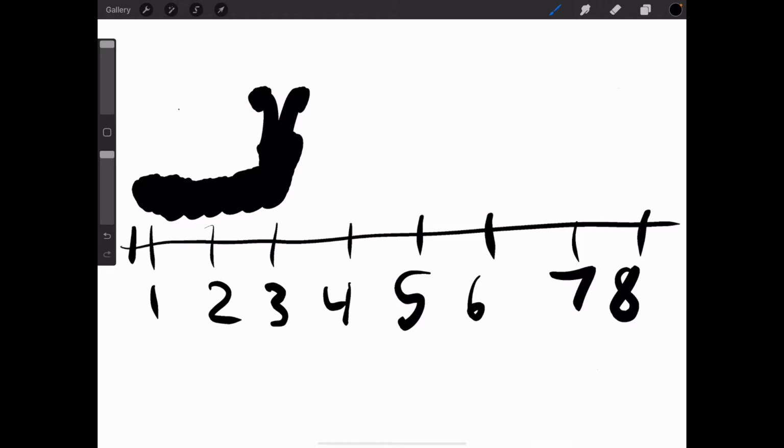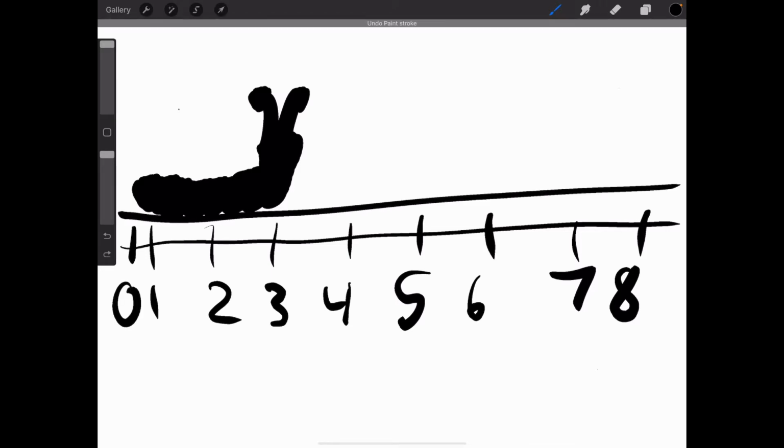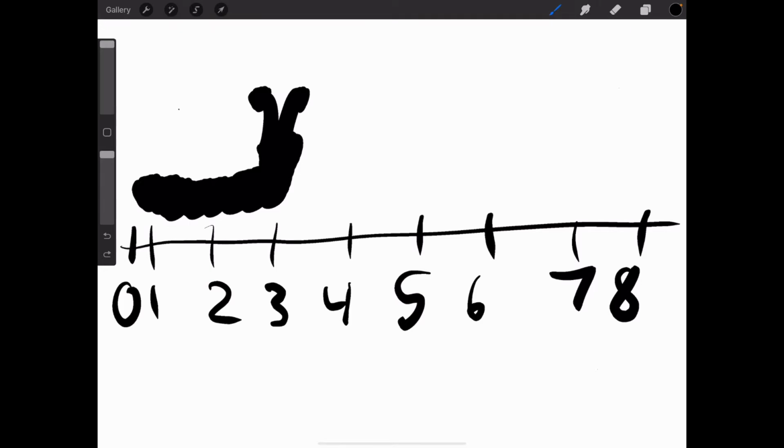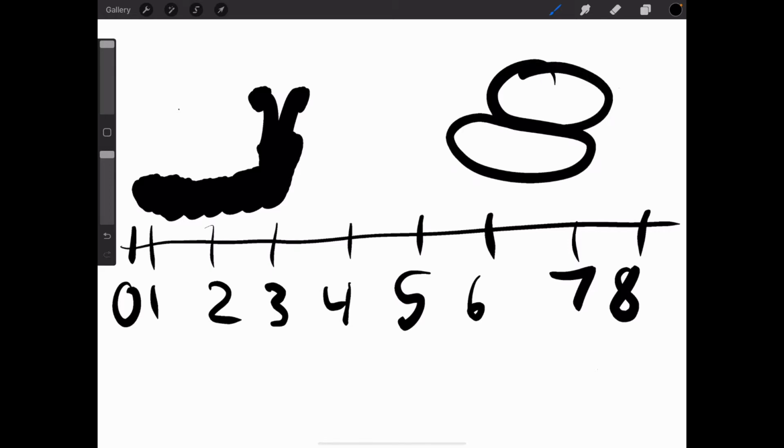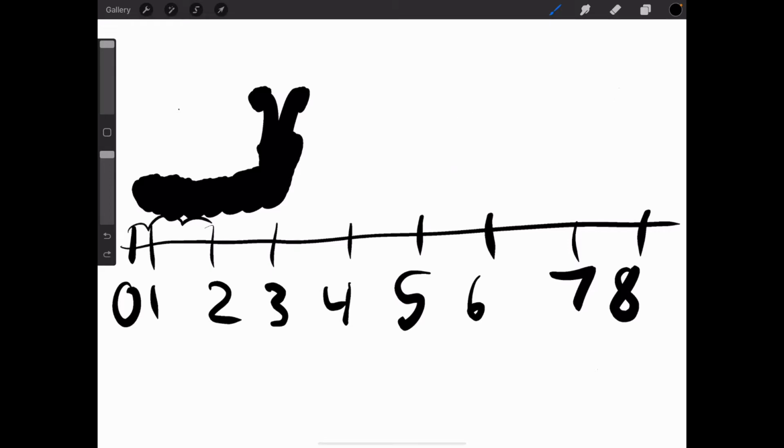Let's actually make this 0. If it crossed from 0 to 8, what is the distance? I'll give you 5 seconds to think. Time is up! So the distance is actually 8 units, because there is 1, 2, 3, 4, 5, 6, 7, 8. So it's 8.